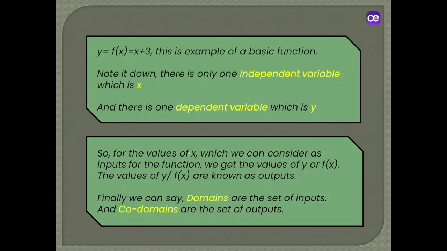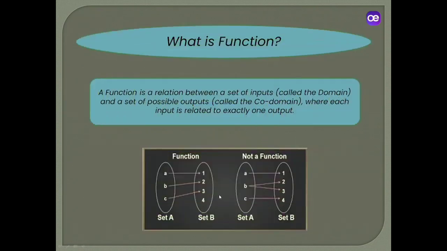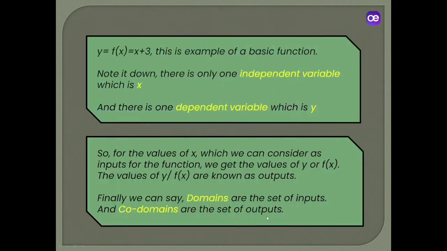So for the values of x, which we can consider as inputs for the function, we get the values of y, and the values of y are known as outputs. Finally we can say domains are the set of inputs. In the previous slide we said that set A is the values of x, and this is the set of inputs which is called the domain, and for these inputs we get the values of y which are the possible outputs, and this set is called the codomain. This is all about it: domains are the set of inputs and codomains are the set of outputs.